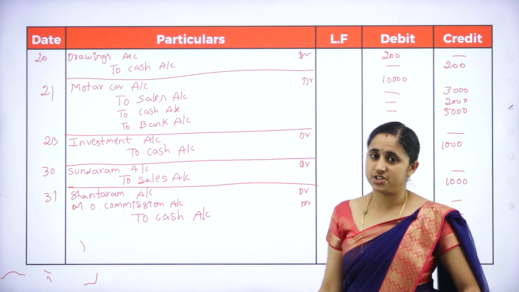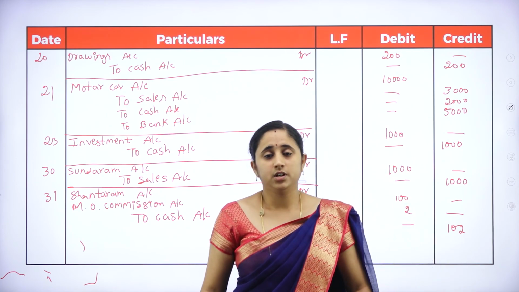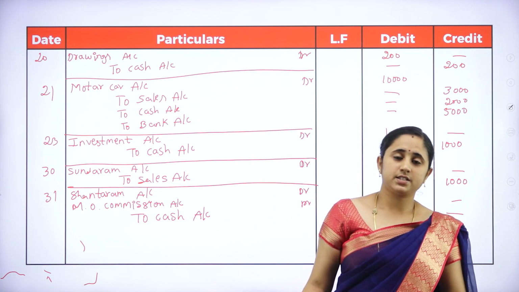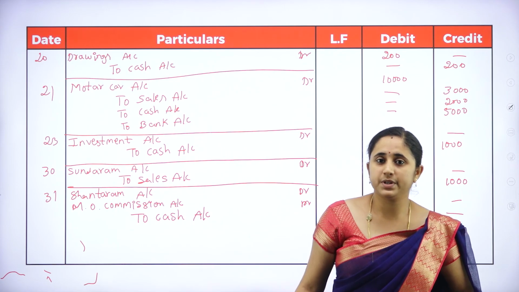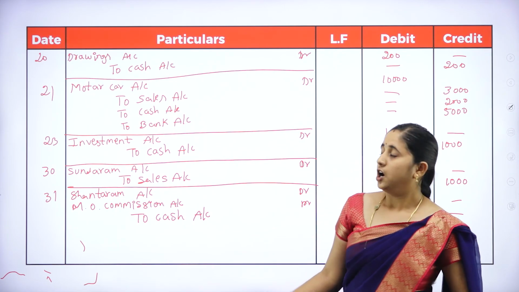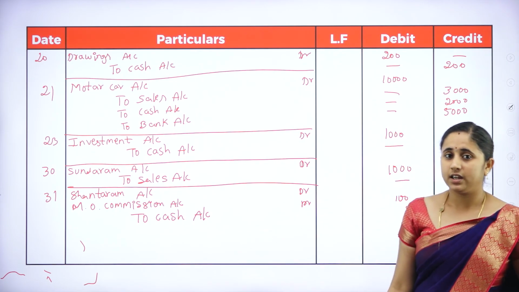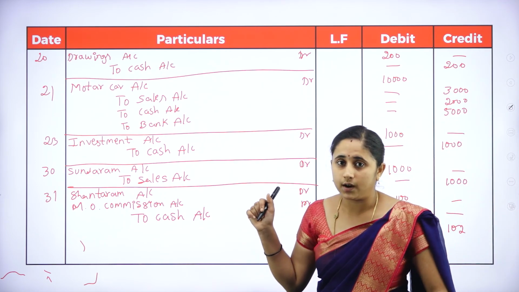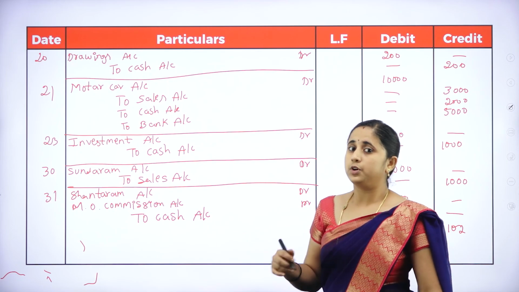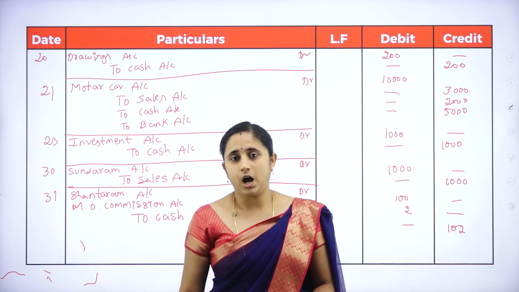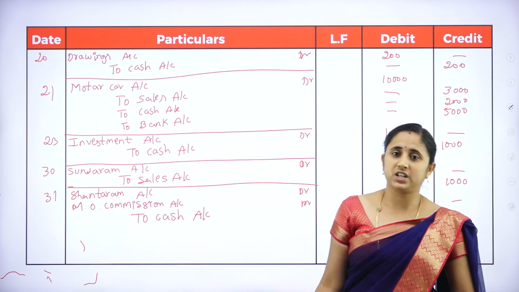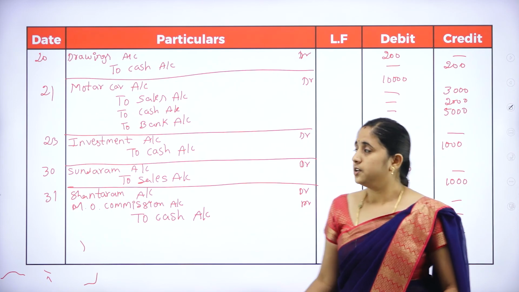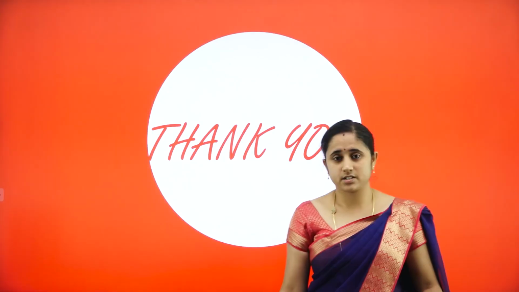This is today's session. In the next session, we will move on to the next topic of your syllabus, that is ledger. After finishing the journal entry, you need to pass it to the ledger accounts. In the next session, we are going to learn what a ledger is and how the journal entries should be posted in the ledger. All this will be known in the next session.